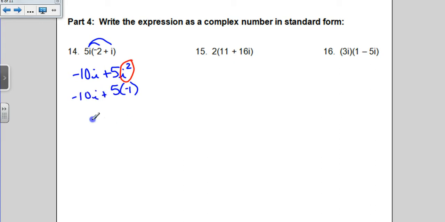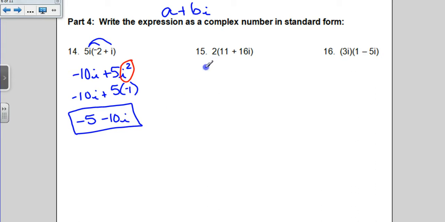So our final answer, and it's always best to put it in the form a plus bi, so the real number part has to come first, is negative 5 minus 10i. That's the perfect answer right there. And someone will always ask, does it matter if I put it in that order? At first I'm not going to be that picky, but eventually I will be, so just get in the habit now of putting it in a plus bi form.